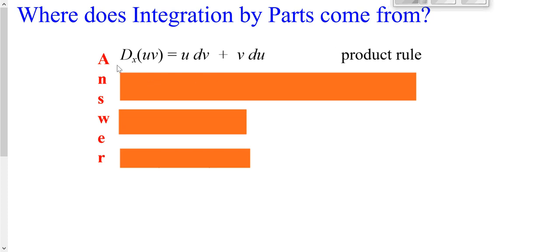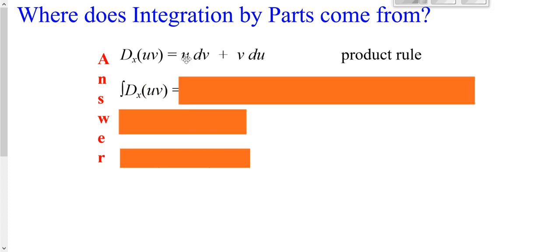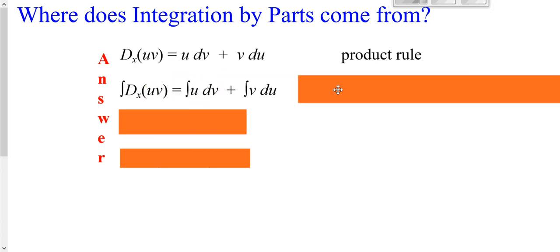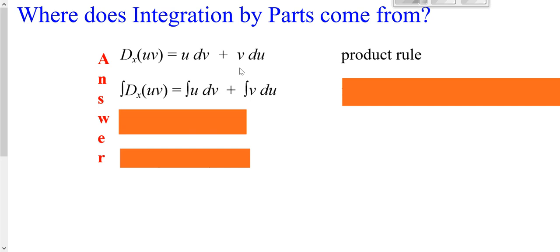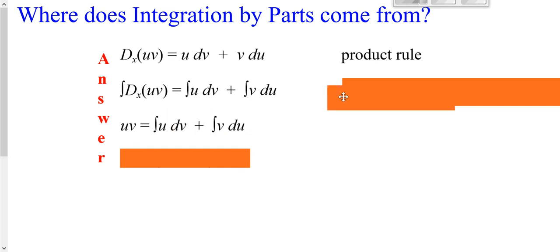Well, if you just integrate both sides, so here we'd be integrating our derivative. And then if we integrate this whole side, we could just integrate each piece because it's added. Well, you know the derivative and your integral here on the left undo each other, so we just get u times v. The right side doesn't change.